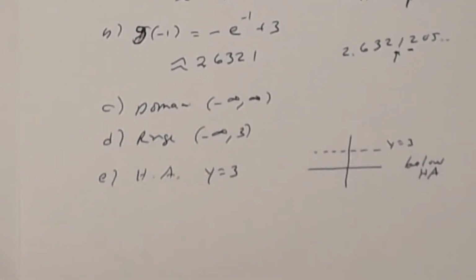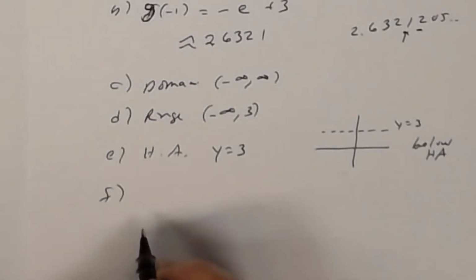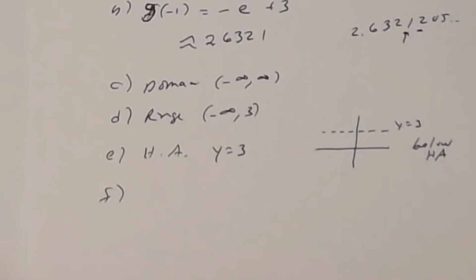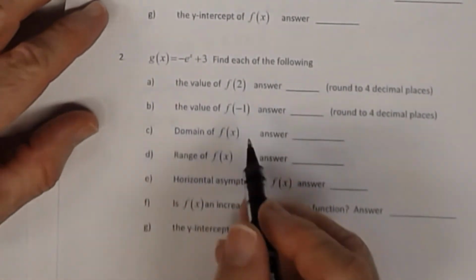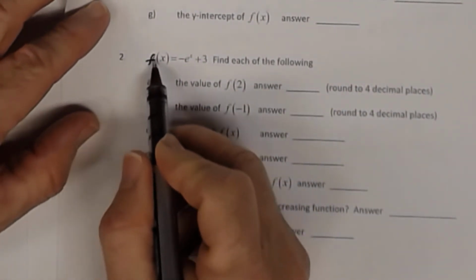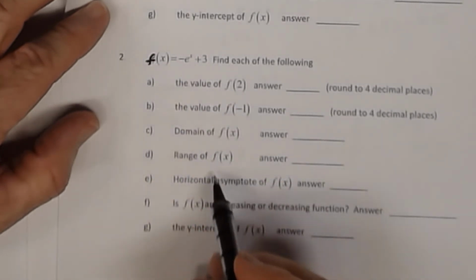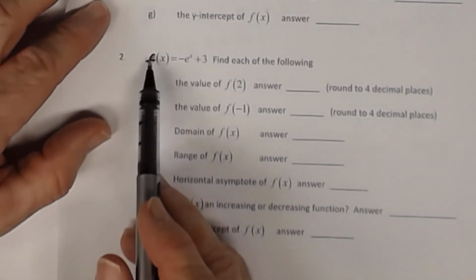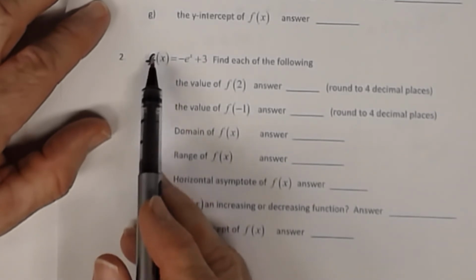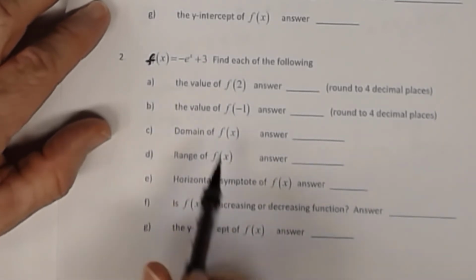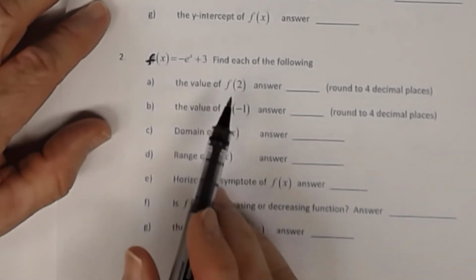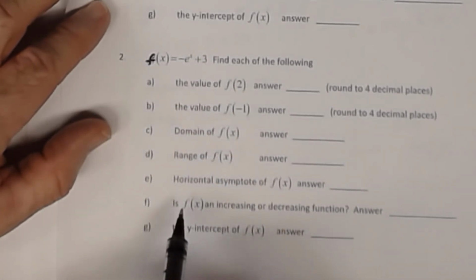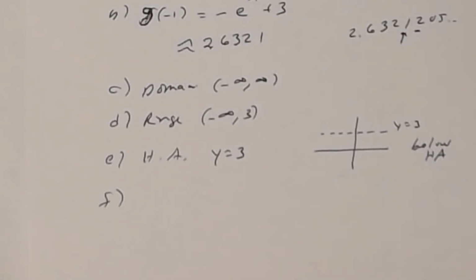Okay, and then in part F, you want to ask yourself, is it increasing or decreasing? Now remember, I'm going to change this to f here because all these are f's. This should have been either f of x or g of x, and all these should have corresponded. So it's easier just to change this to f of x. So now you want to find: is f of x increasing or decreasing? All right, so let's talk about that.